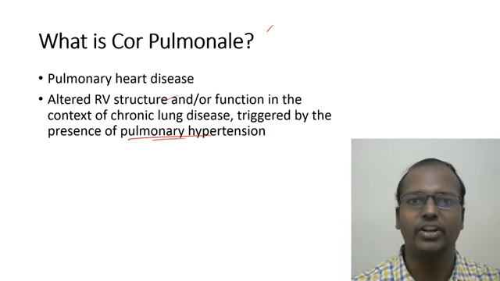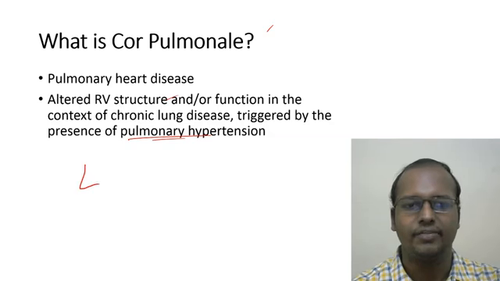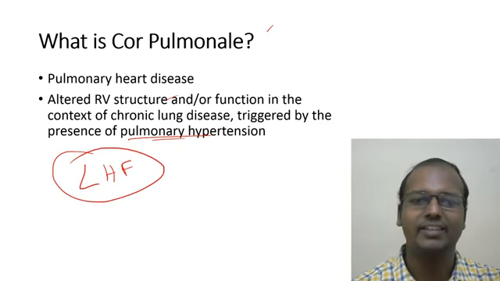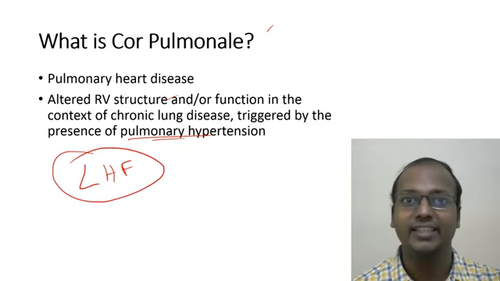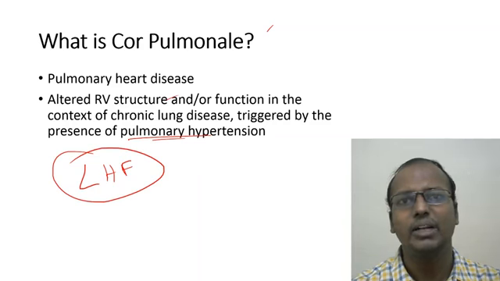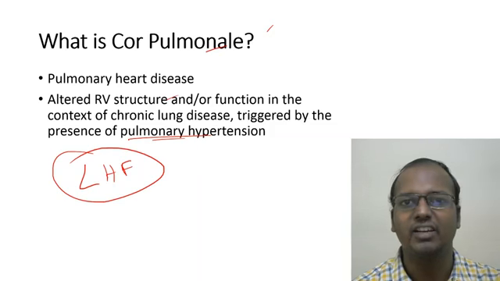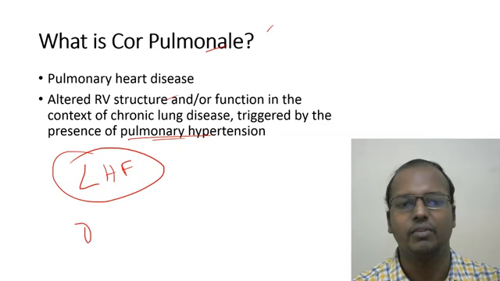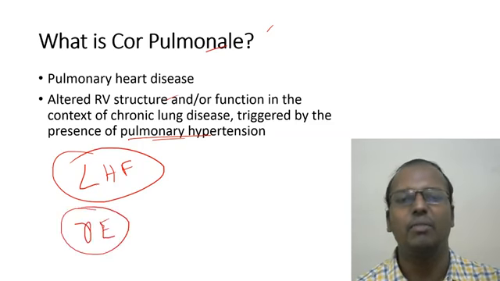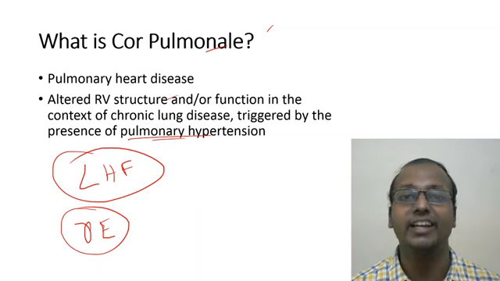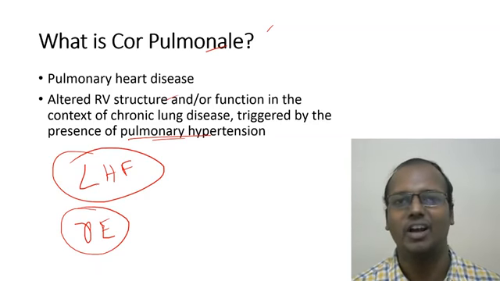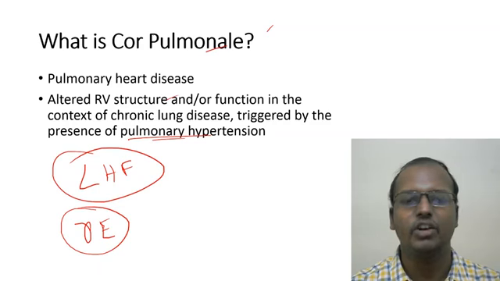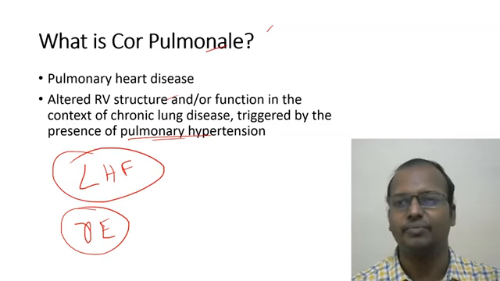Remember, the most common cause of right heart failure is left heart failure. This is very important. But when lung disease causes right heart failure, that is called cor pulmonale. Now tell me, what is acute cor pulmonale? Which lung disorder can cause an acute right heart failure? It is your acute pulmonary embolism. Pulmonary embolism suddenly blocks your pulmonary artery and can acutely cause a right heart failure. So that is called acute cor pulmonale, the other name for acute pulmonary embolism.